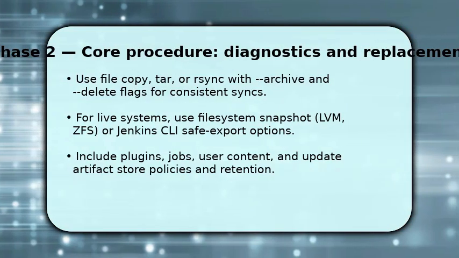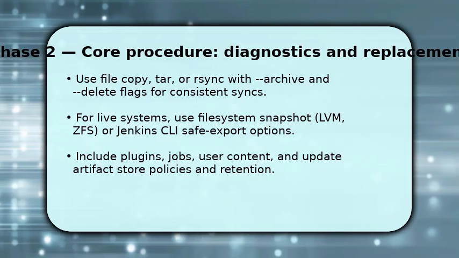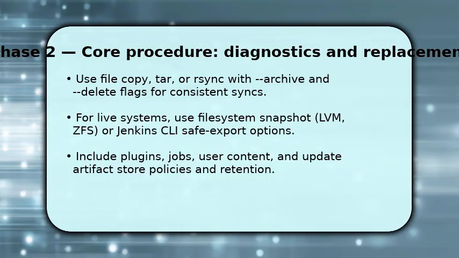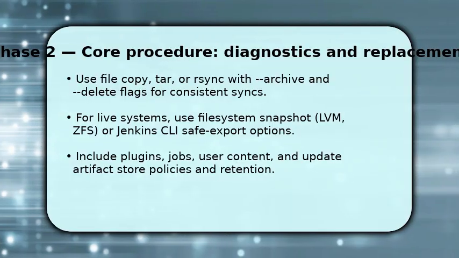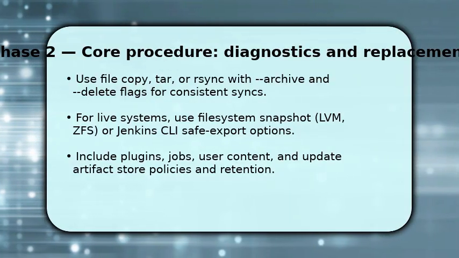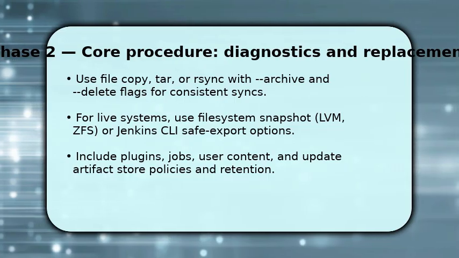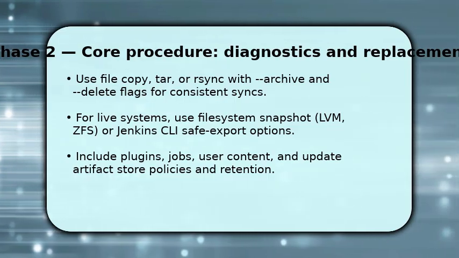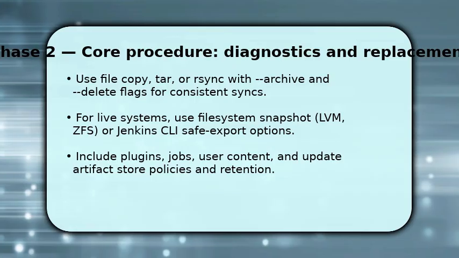Now you perform the actual copy. If you can snapshot the file system, create the snapshot and mount it. Then tar or rsync Jenkins home from the snapshot for consistency. If snapshots aren't available, stop Jenkins briefly and run tar --dereference or rsync --archive to capture files.